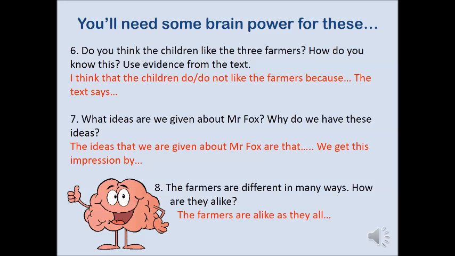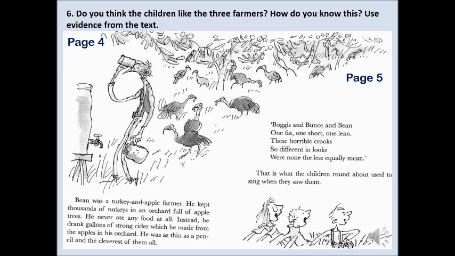Okay. You've had a really good go there, guys. These ones are a little bit harder because, like I say, I can't give you the exact answers because everybody in your class is going to have a completely different answer, and that's okay as long as you've used your evidence from the text to back up your point. But we are going to have a look to see where you might find that information and some of the ideas that you might have included. So, question 6. Do you think that the children like the 3 farmers? How do you know this? Use evidence from the text.